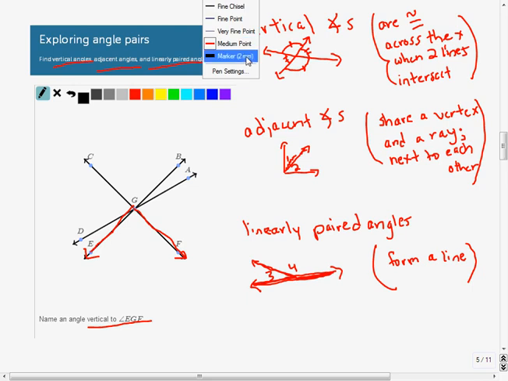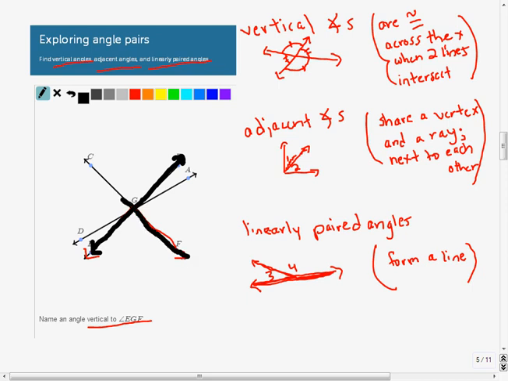So we went across the X. So I'm going to take my writing utensil, and I'm going to identify what lines have created angle EGF. The intersection of what two lines? It's the intersection of these two lines. So what angle is going to be across that X? Well, this angle right here.